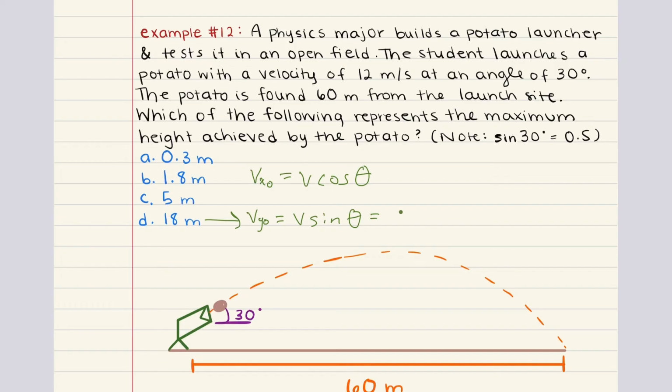This is going to be equal to v, which is 12 meters per second, multiplied by sine theta, where theta is equal to 30 degrees. And we're given what sine 30 degrees is equal to. It's equal to 0.5. So now we have 12 multiplied by 0.5. This is going to be equal to 6 meters per second. Now again, we want to find the maximum height. We only care about the vertical motion.